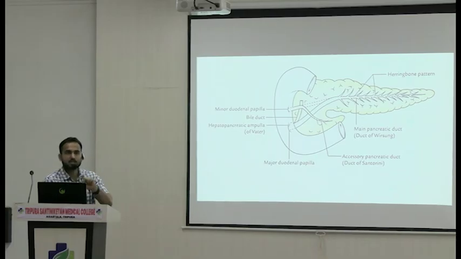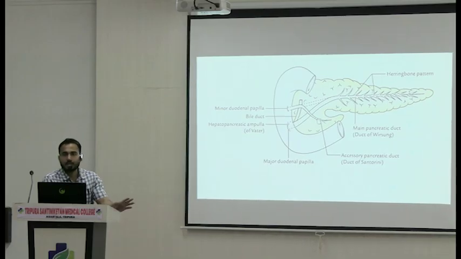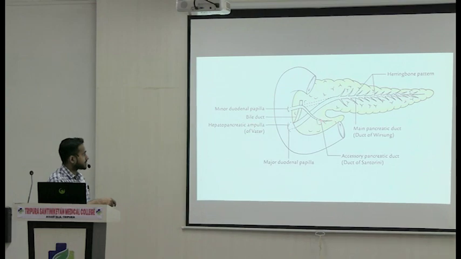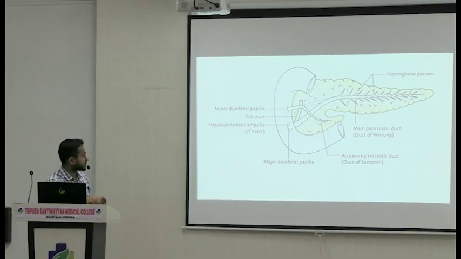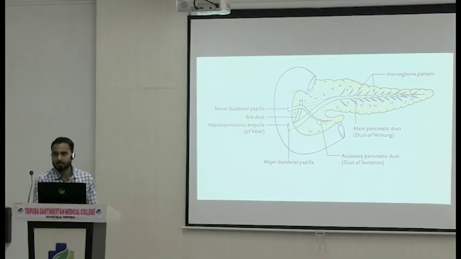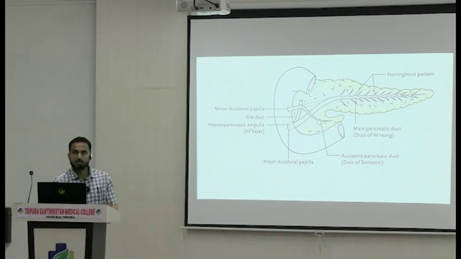After that, the structure which appears is called the herringbone pattern. Next, you can see a smaller duct which begins from the lower part of the head of the pancreas. After that, it goes upwards, crosses the main pancreatic duct, and then drains into the second part of the duodenum at the minor duodenal papilla. That is the accessory pancreatic duct. In some cases, the accessory pancreatic duct is absent, but in some cases it is present.